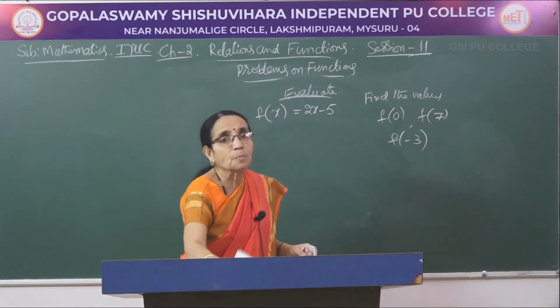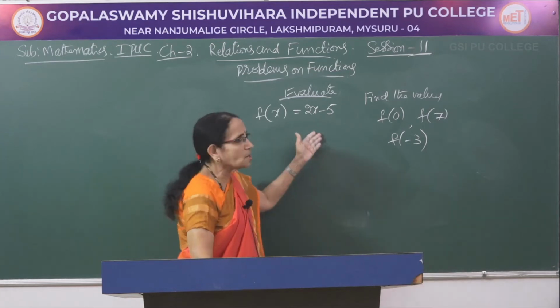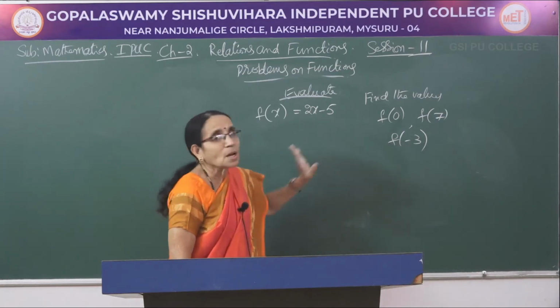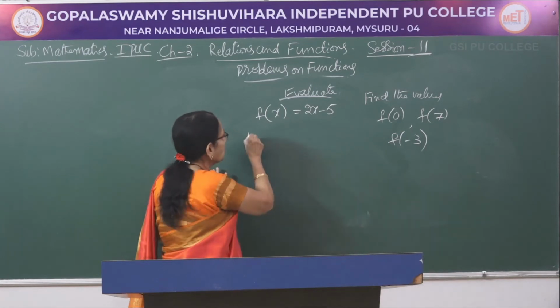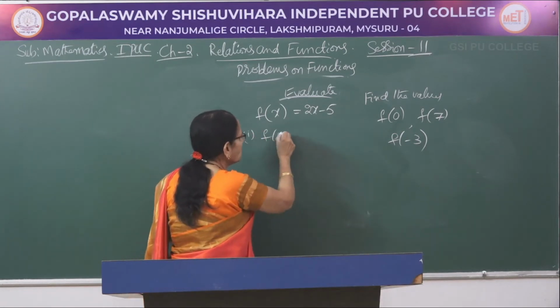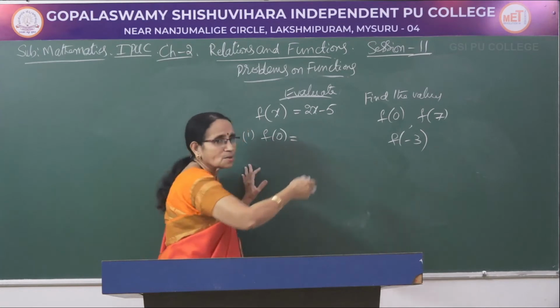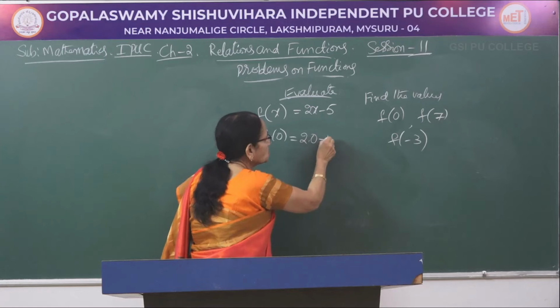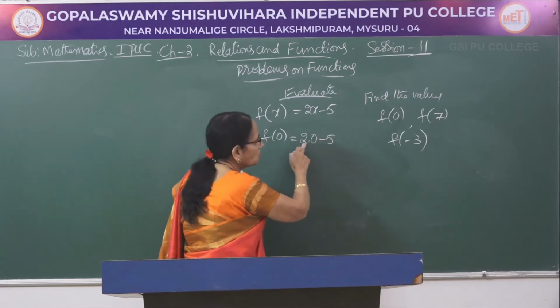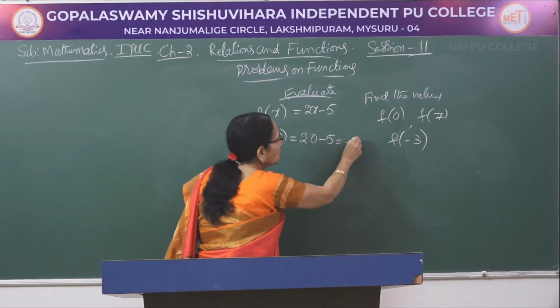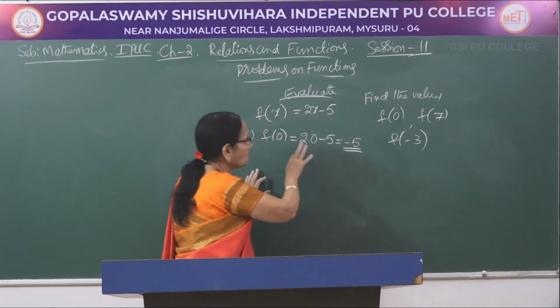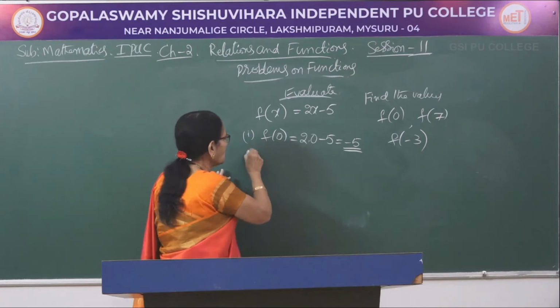It is quite simple. The function is already given to us. Wherever x is there, we have to write the value. First one, f(0). On the right hand side, wherever x is there, write the value 0: 2 into 0 minus 5. 2 into 0 is 0, 0 minus 5 is minus 5. For a 1 mark question like this, you have to get the value.